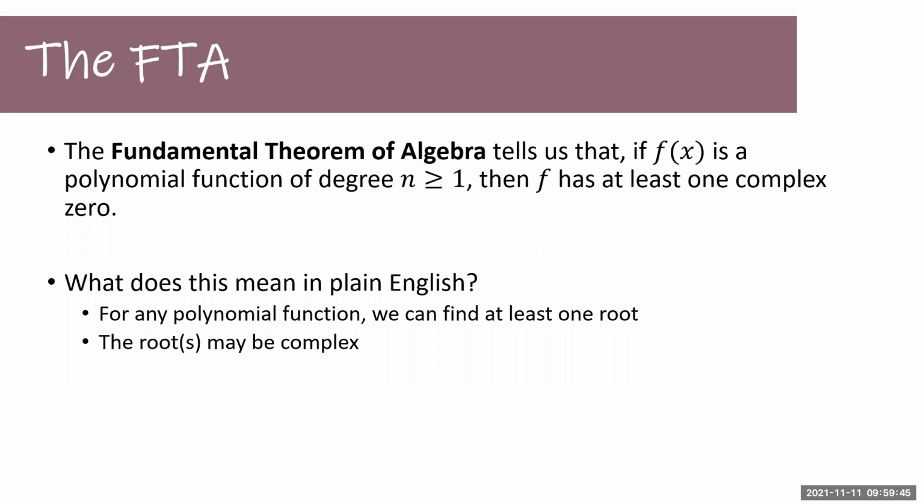Well, it means for any polynomial function, we can find at least one root. But it doesn't necessarily tell us that the root has to be real. The roots may be complex, or you may have a combination of real roots and complex roots. They may all be complex or they may all be real.